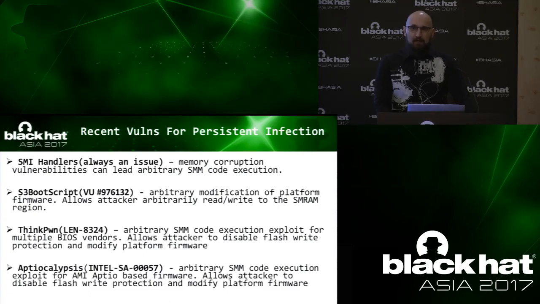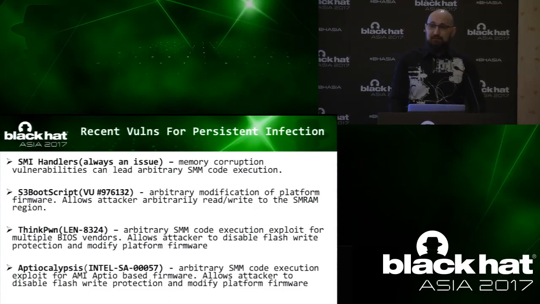ThinkPwn, the issue which was disclosed by Dmitry Oleksiuk last year, is actually a pretty interesting arbitrary SMM code execution exploit, which can directly deliver some shellcode for execution in system management mode.